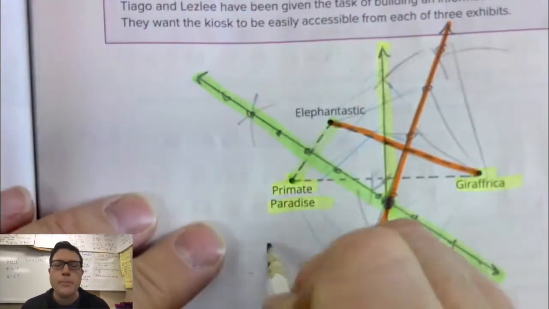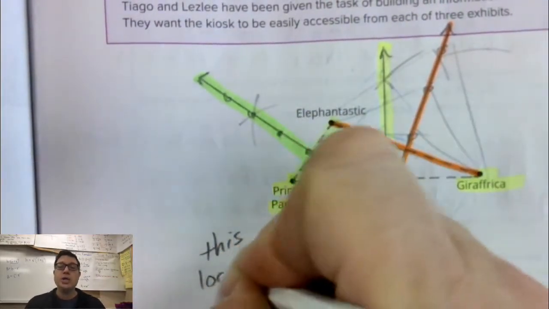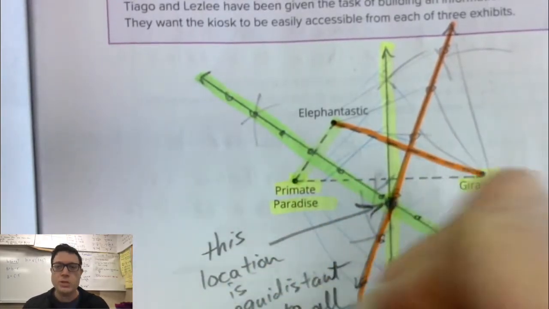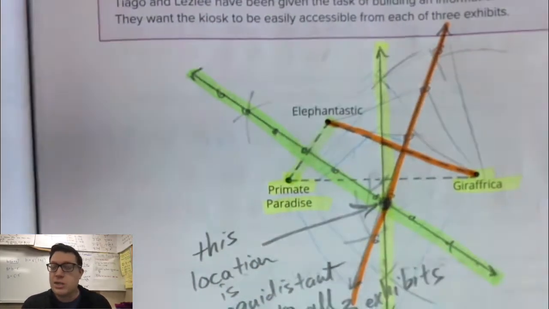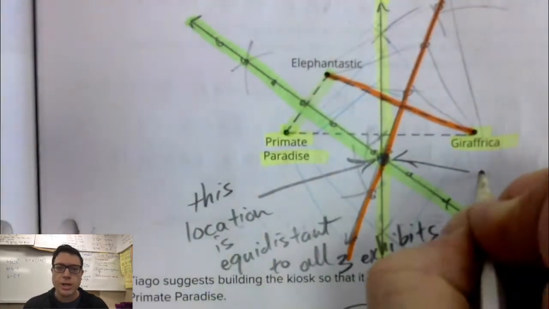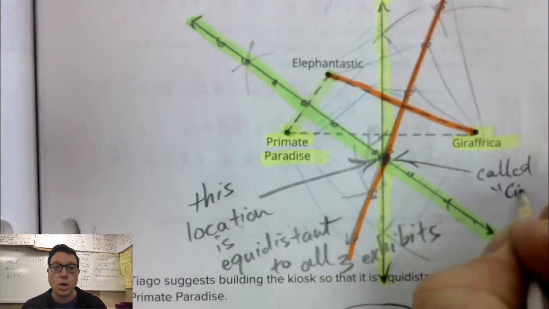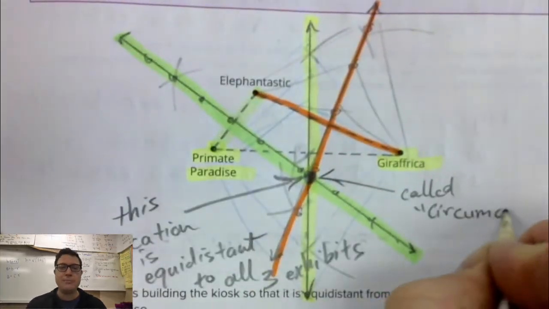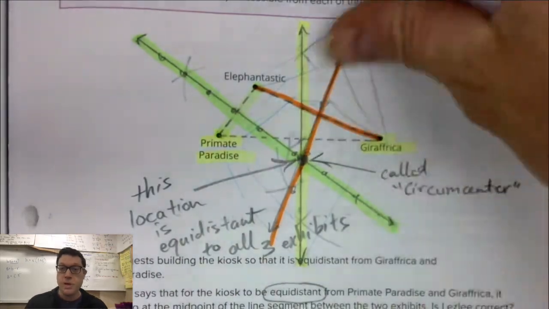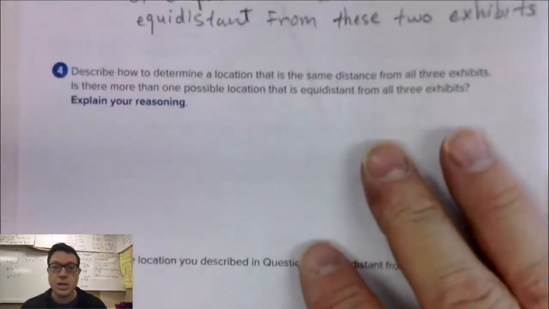If you use perpendicular bisectors, you will find a location called the circumcenter, which means this is the center of a circle that touches all three locations. It's the same distance, or equidistant, to all three exhibits. There you have it. Pause the video, take a look.